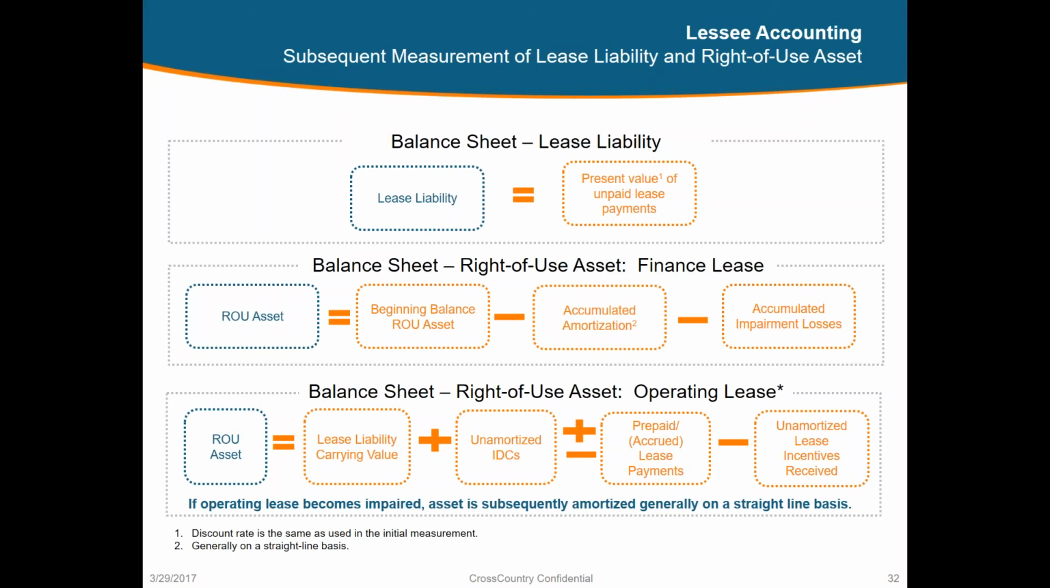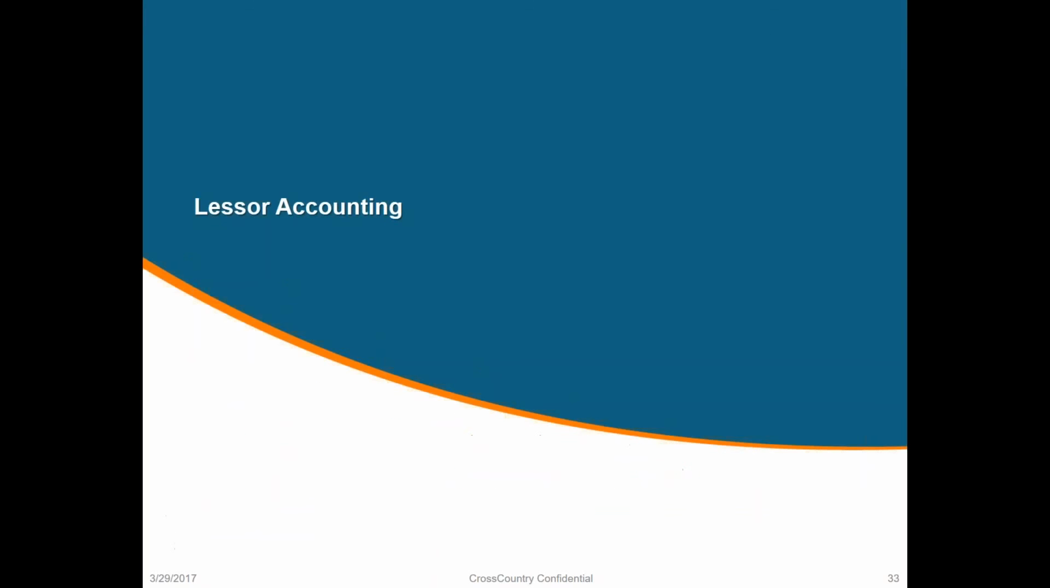An example of the measurement of both a finance and operating lease is included in the appendices for your future reference. These calculations provide a proof to the measurement model presented on this slide. Now turn to the lessor accounting model, including lease classification and measurement.